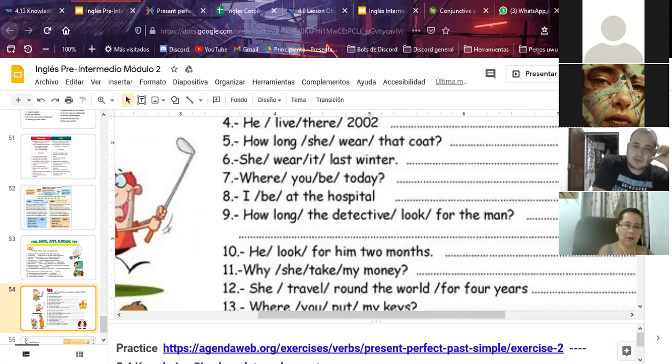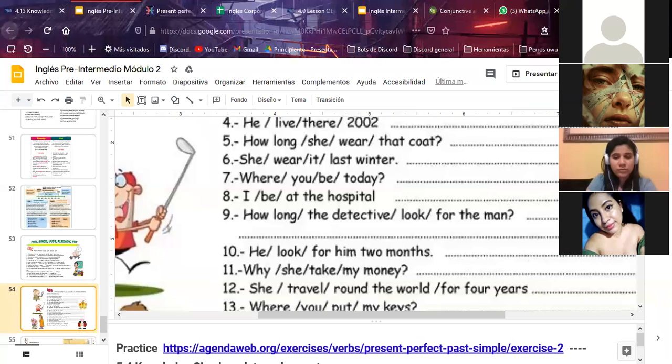He has lived there since 2002. Very good. He has lived there since 2002. Good, perfect. What about number five? How long has she wear the coat? How long has she worn? The past participle of wear is worn. So it's going to be, how long has she worn that coat?